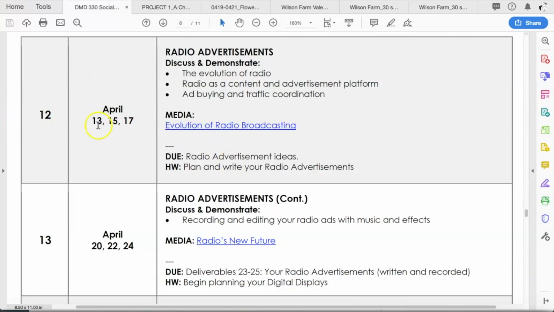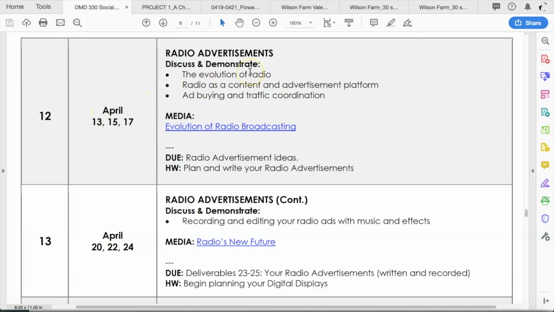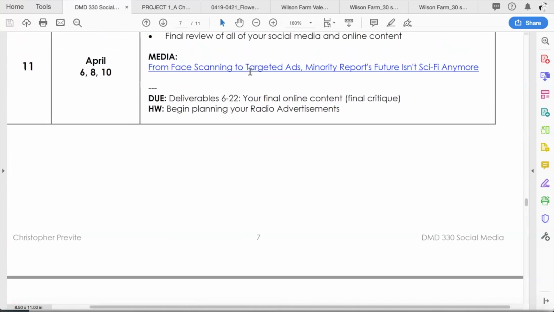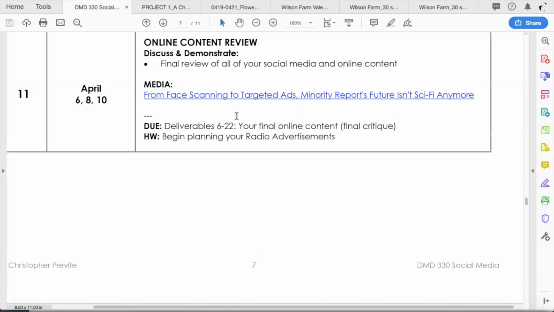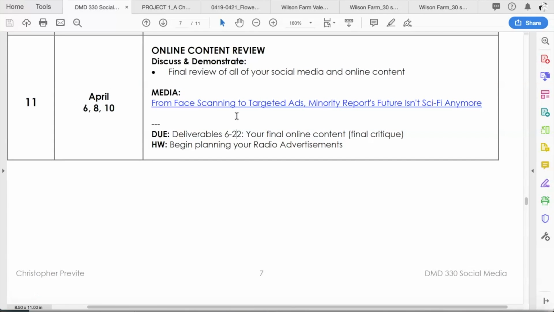So here we are in week 12. Normally we would have met in person April 13th, 15th, and 17th. Obviously today is the 13th, and if we go back to week 11, you guys turned in at the end of last week all of your final online content, which included your Facebook content, your Instagram content, your Twitter content, and your 3 online ads for your marketing campaign. So those are the final versions, right? You turned in your drafts before that, and then you turned in your final versions on Friday the 10th.